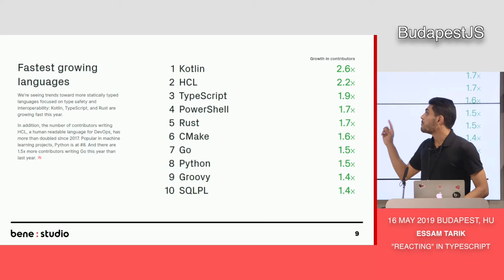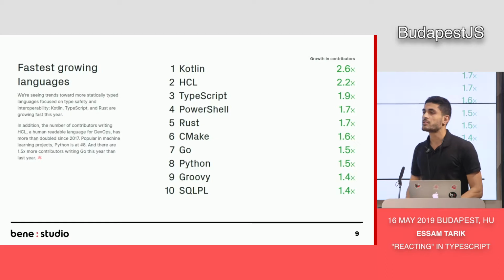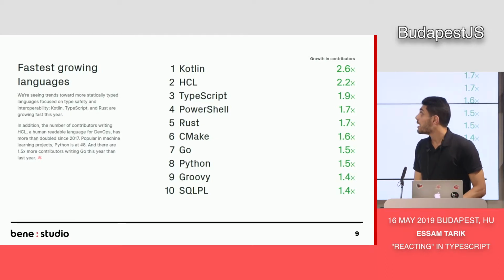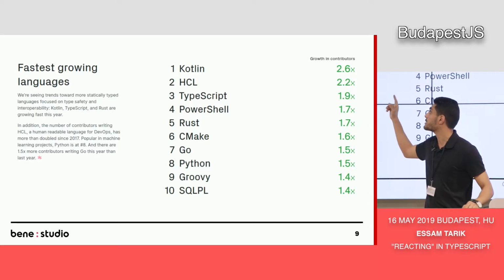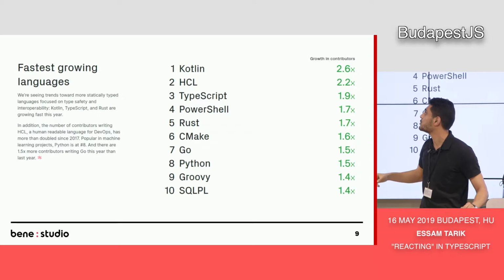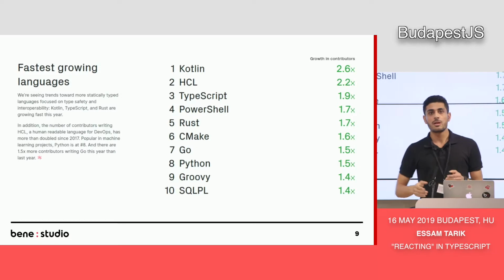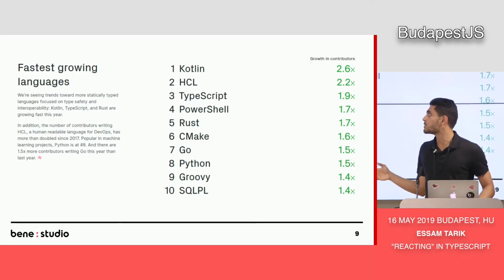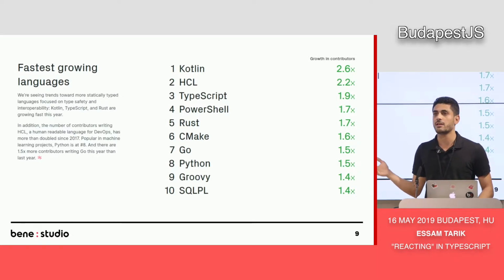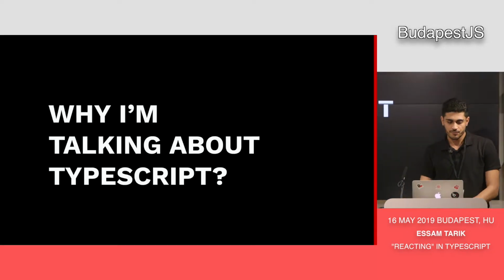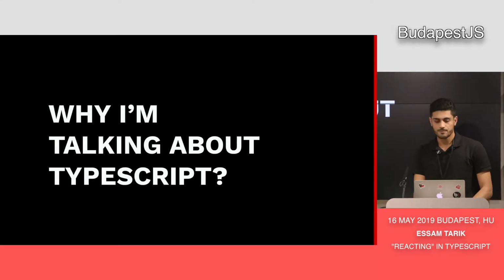This is a statistic from the GitHub trends, and TypeScript comes third in the fastest growing languages on GitHub. GitHub trends also mentions that they are seeing a trend towards statically typed languages focused on type safety and interoperability. That means that in general, the community is heading towards type safety. They are heading away from dynamically typed languages. So this is why I want to talk today about TypeScript.